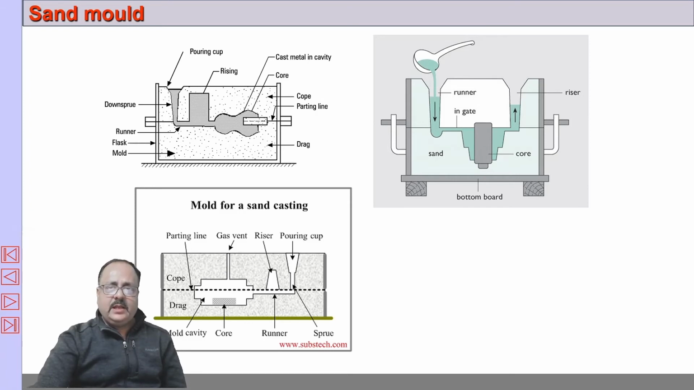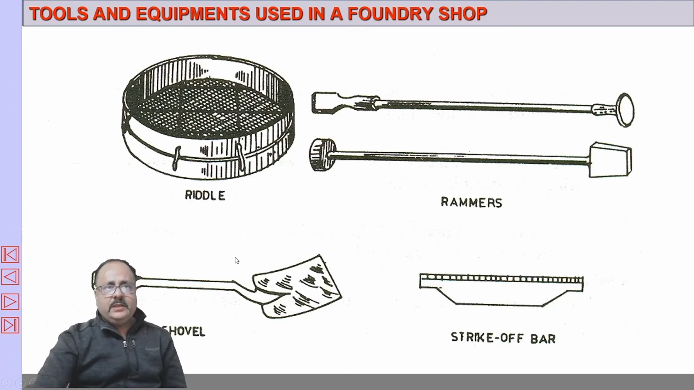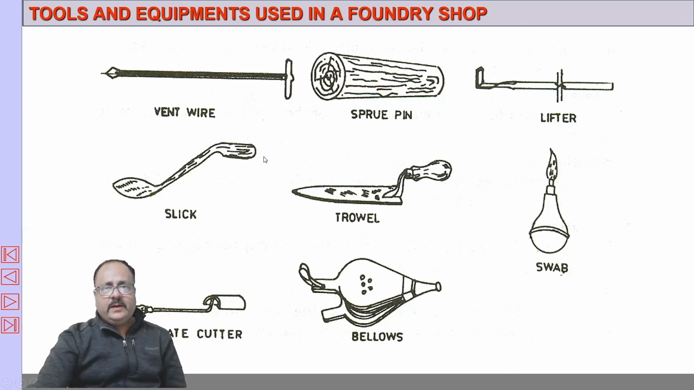I hope this is clear to you, the different terms which you'll be using in subsequent lectures, and you will be able to understand what I'm talking. Okay, some of the equipments that are used: riddle, rammers, shovels, strike-off bars, vent wires, sprue pin, lifters, trowel. Each has its own applications. This probably you will be doing it. If you do labs, then you will be using these equipments in practicals.